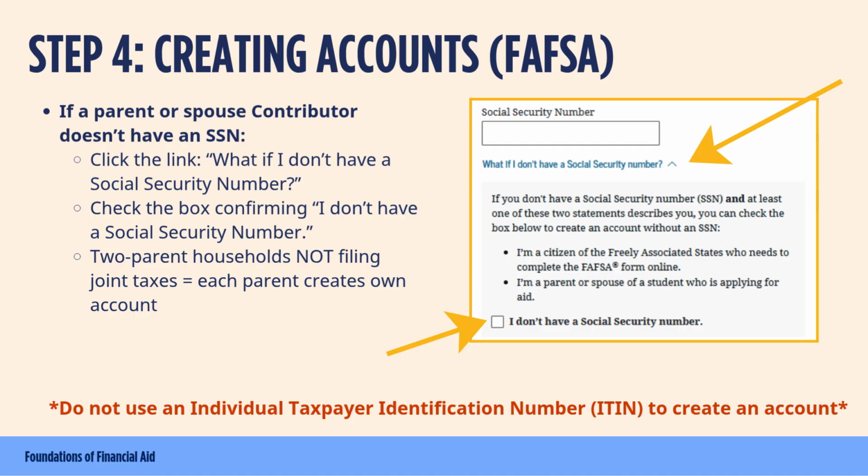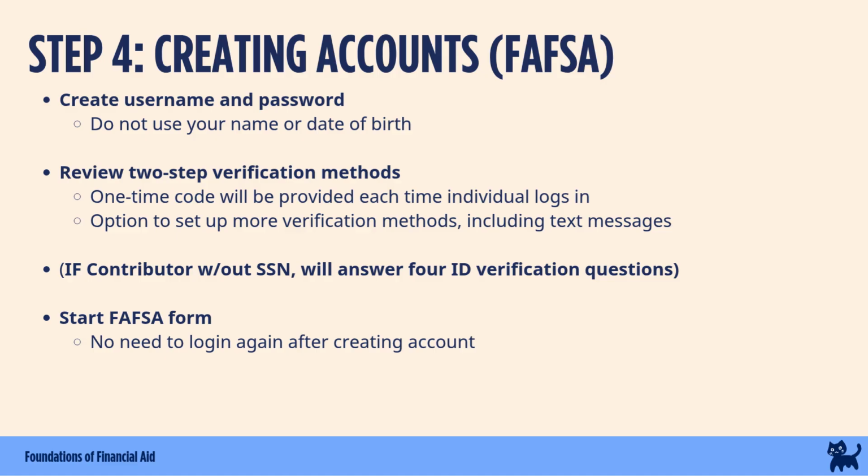And again, a note that if it's a two-parent household and they didn't file joint taxes, then each parent creates their own account, even if one has a social security number and one doesn't. So once they've provided all of that identifying information that we just went over, next up, each contributor will create a username and password. FSA does not allow them to use their name or date of birth as part of those usernames and passwords. And then they'll choose a two-step verification method.